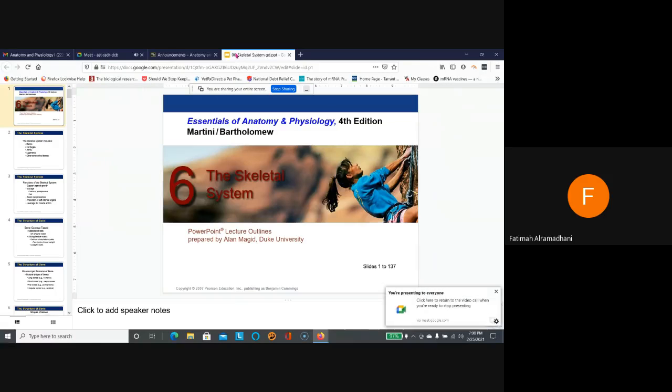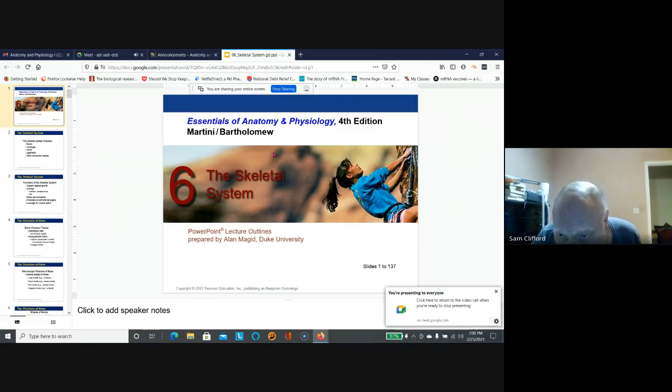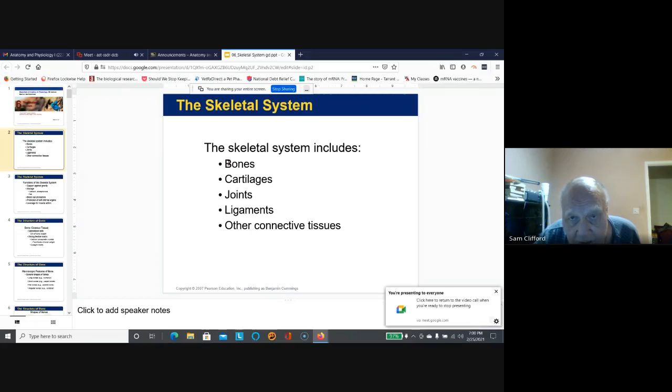The PowerPoint. So we're talking about the skeletal system. What is the skeletal system? Bones, cartilage, joints, ligaments, and other connective tissue. So we have the bones, cartilage, joints. The guided notes go from, I think, 4.1 to 4.4, but they cover all of these topics.